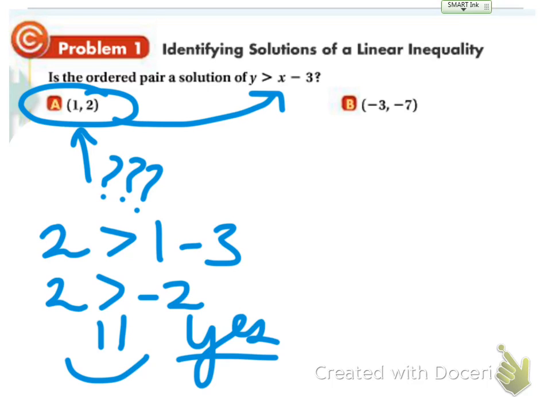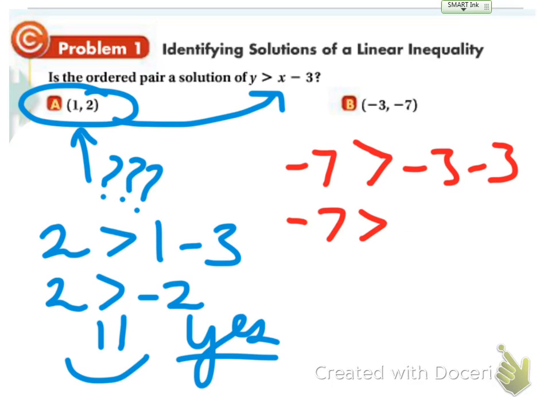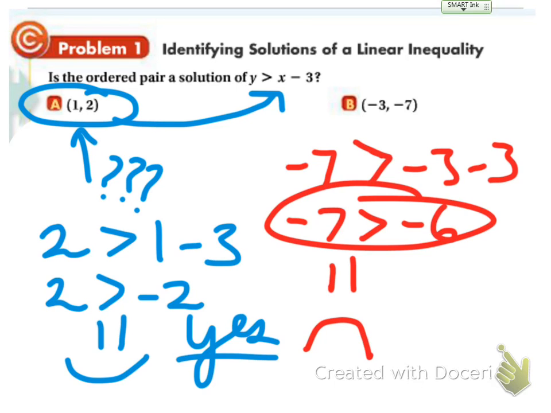So you do the same thing with the next two. You have to put negative 3 for x, so it would be negative 7 for y. So negative 7 is greater than negative 3 minus 3. And so that would be negative 7 is greater than negative 6. And that would not be correct because negative 6 is actually greater than negative 7. Careful, the negatives make a difference, so good catch on that, Dorothy.